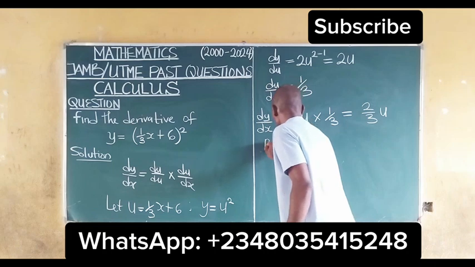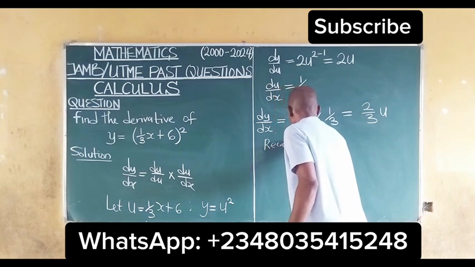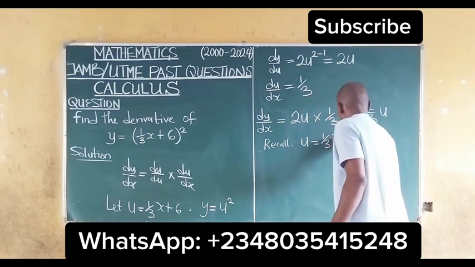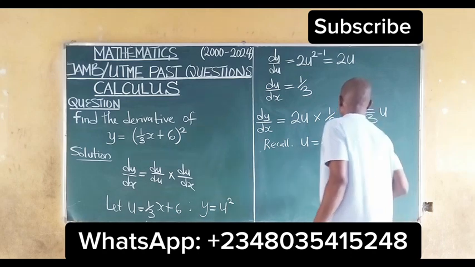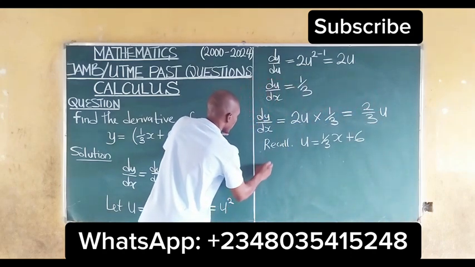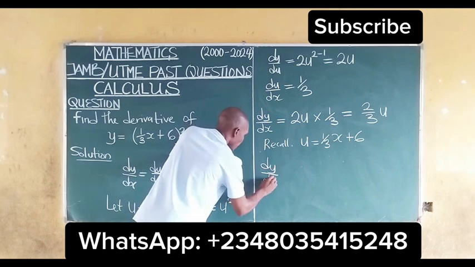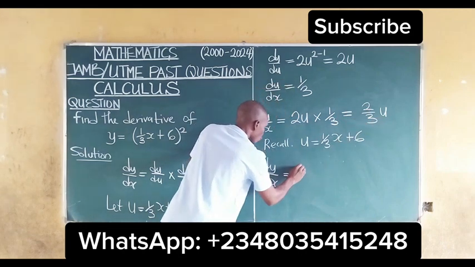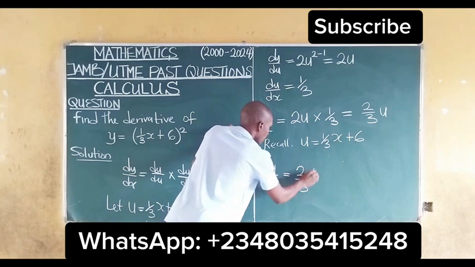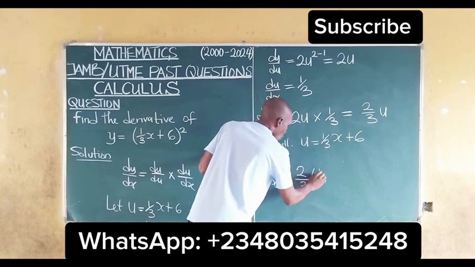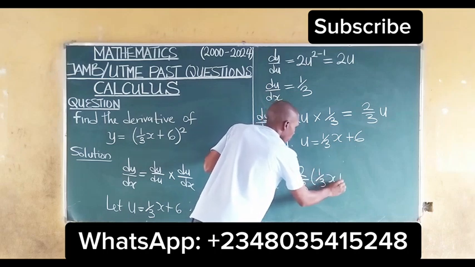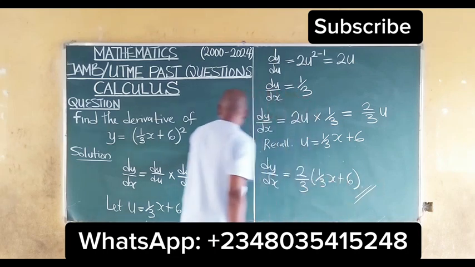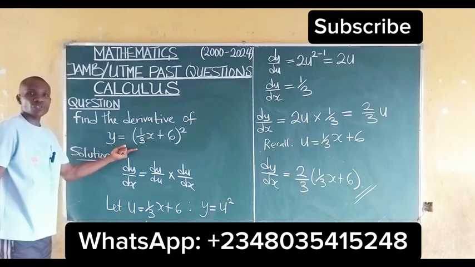And we can recall that u is equal to 1 all over 3x plus 6. So we can easily write dy/dx is equal to 2 all over 3, u. 2 all over 3, and our u is 1 all over 3x plus 6. So this becomes our answer to the question given.